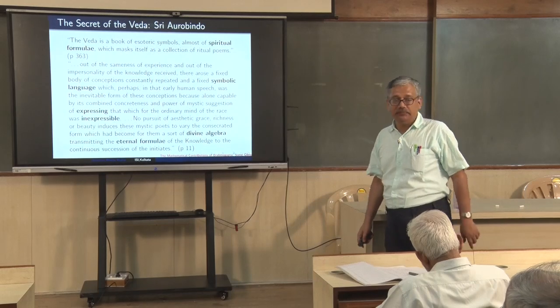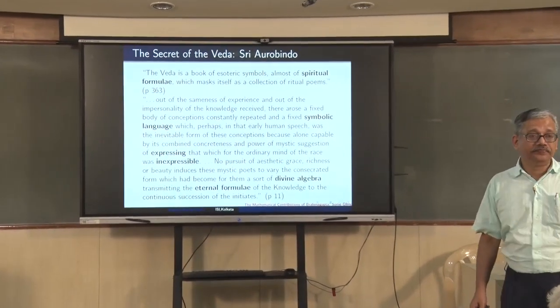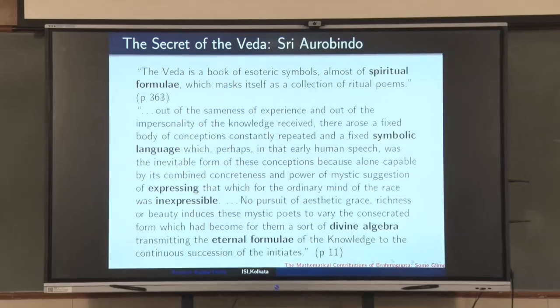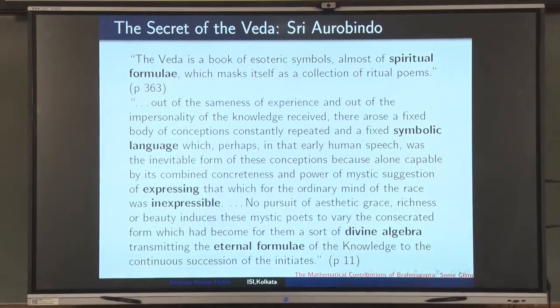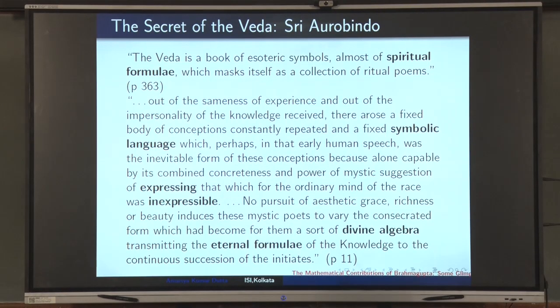Now, this thought came to me while reading The Secret of the Veda of Sri Aurobindo. Now, mind you, again, Sri Aurobindo is not discussing the history of algebra, he is trying to explain what the Veda represents. So, when he is trying to explain what the Veda is, the kind of expressions that he uses is interesting. Sri Aurobindo writes that the Veda is a book of esoteric symbols.